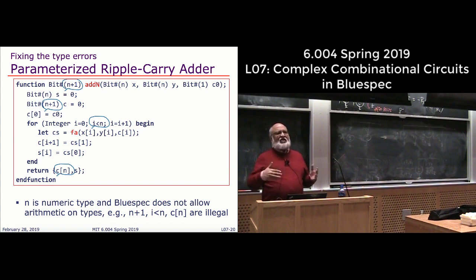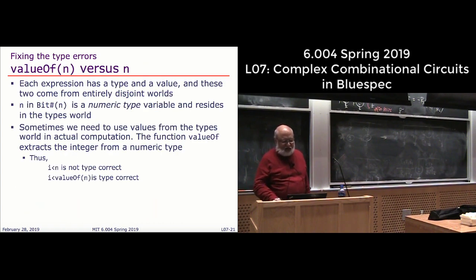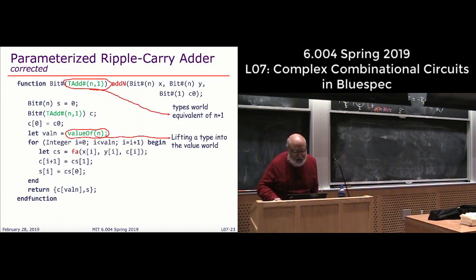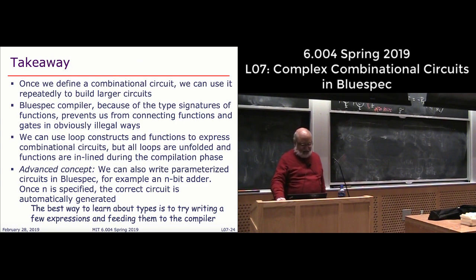And if we do all those things, we can fix it. I won't show you all the fixes, I'll just give you the fixed code. So you write type add over there, and instead of writing just n, you say value of n, and if you do it like that, then this code becomes type correct at that point.